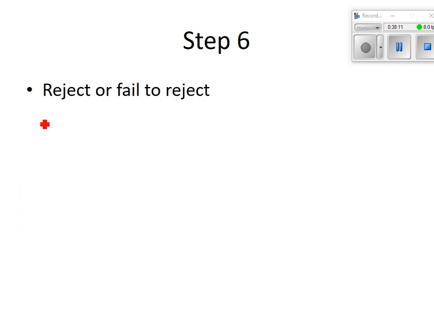Next, decide to reject or fail to reject the null. I was yelling at you guys and forgot to write null in there. So decide whether to reject or fail to reject the null. Then what's the last step? Interpret. Interpret.